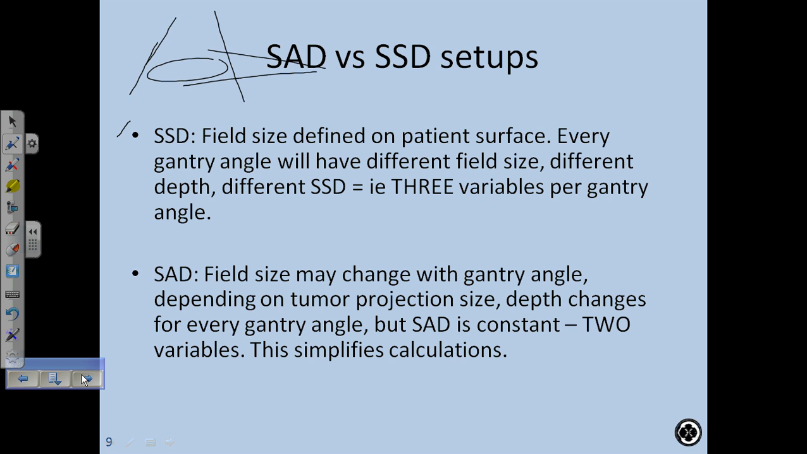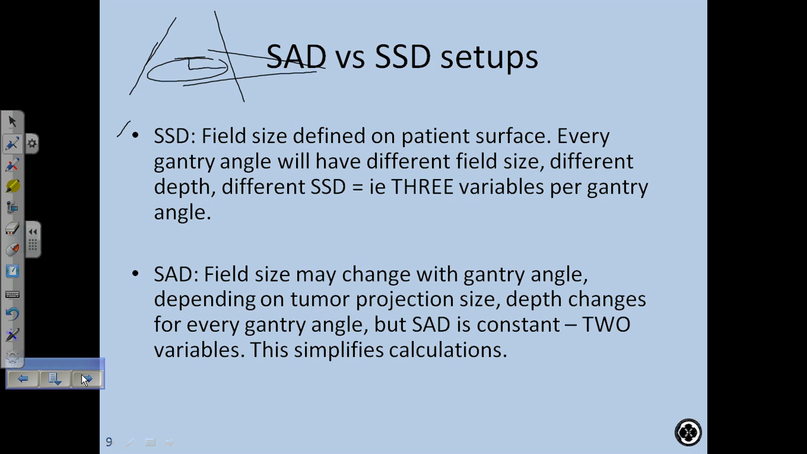So the difference between the AP and the lateral is that the depth is different and the field size is different. So that's two variables. So it's simple. An SAD setup simplifies things rather than setting an SSD at the surface all the time. And also, if you're going to keep the SSD constant for an SSD setup and treat patients at like 100 SSD for all fields, you need to move the patient. You don't want to do that.